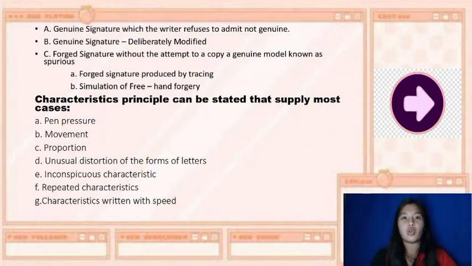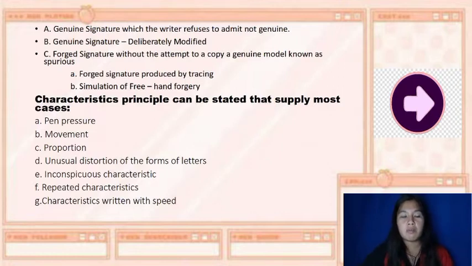Forged signature without the attempt to copy a genuine model is known as spurious. This kind of forgery is easily detected as fraudulent in view of the fact that it is widely different from the other genuine signatures, even by appearance alone. So there are two types of forged signature without the attempt to copy. Characteristics, principles can be stated that apply in most cases.